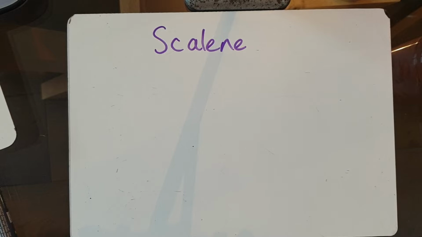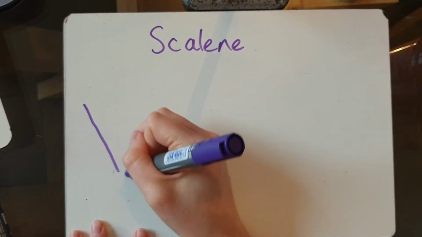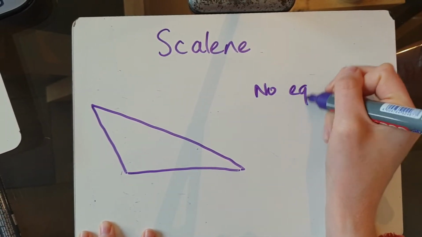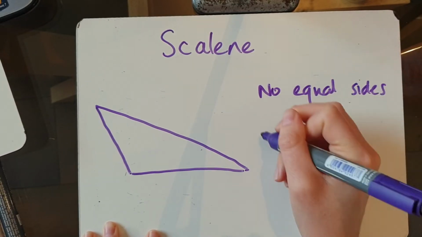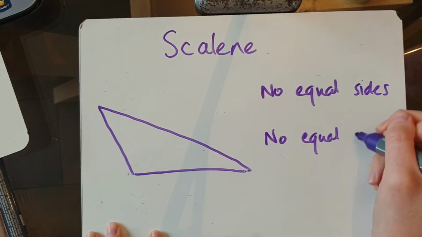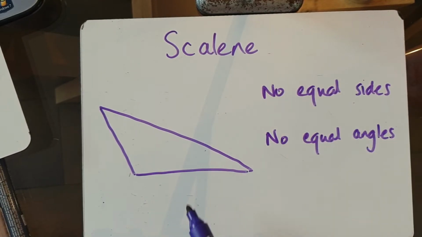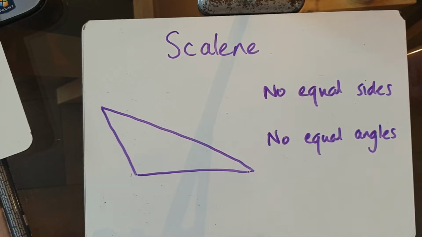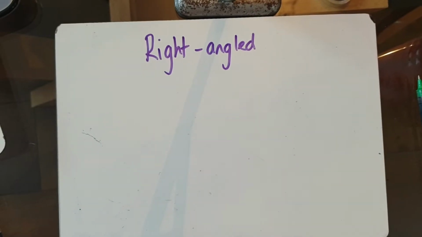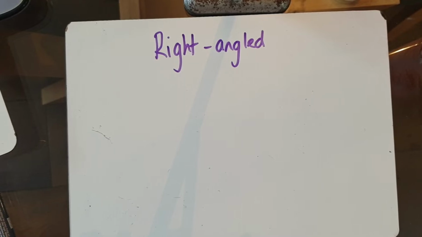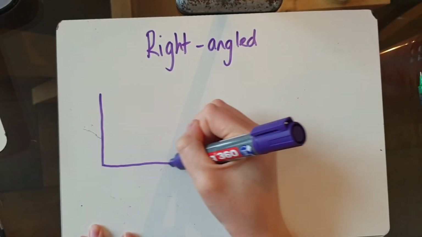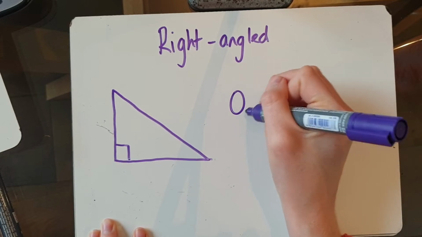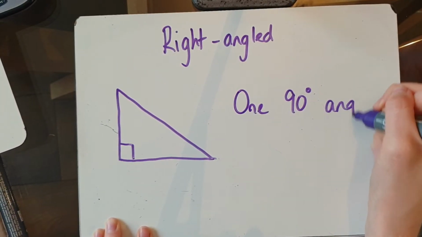The next type of triangle is scalene. This has no equal sides and no equal angles. And this is a very important type of triangle when we start doing proof in your GCSE years. We use a scalene triangle to prove different properties. And the last type of triangle is a right-angled triangle. It has one 90-degree angle, which we can mark with a square. So one 90-degree angle.